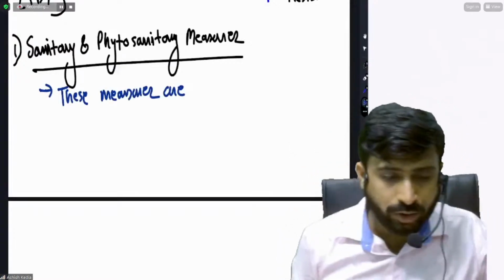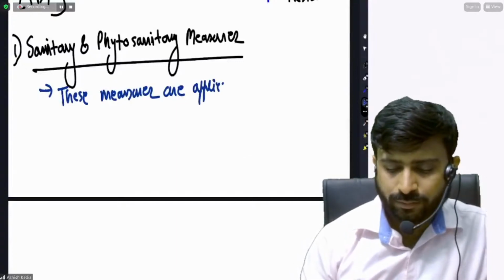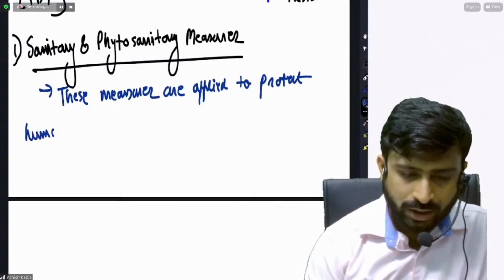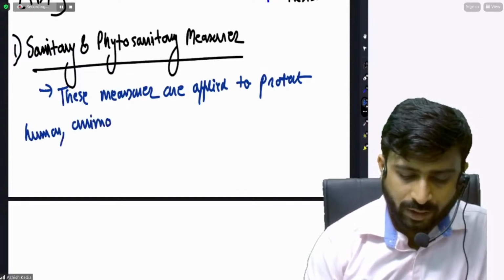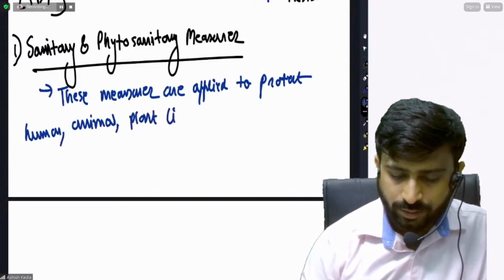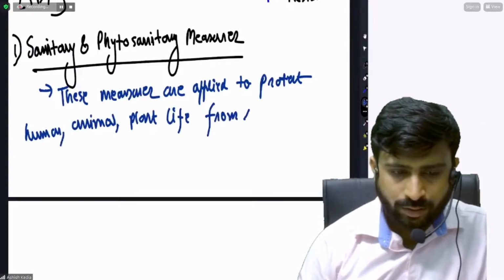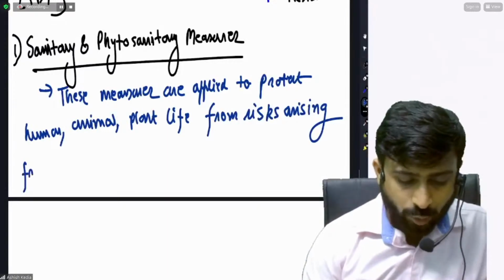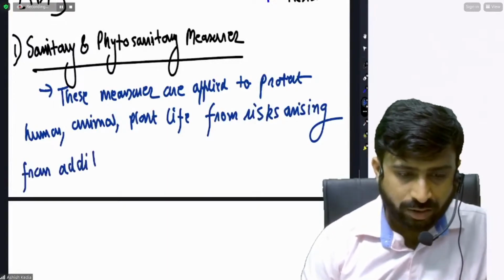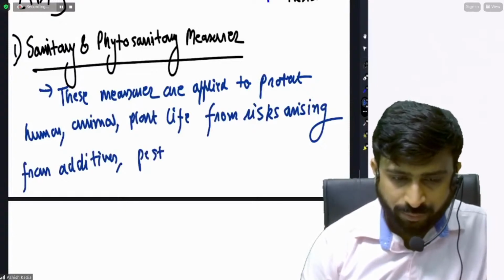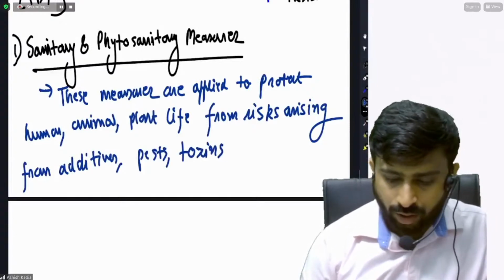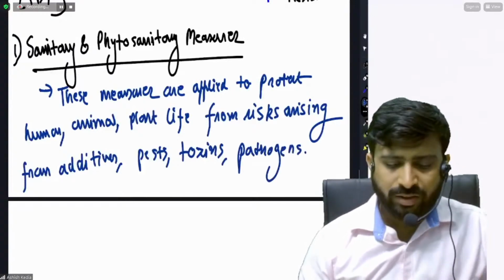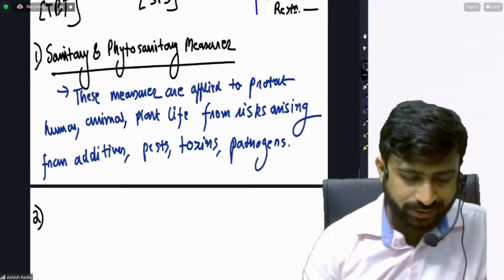These measures are allowed or applied to protect human, animal, plant life from risks arising from, if you add some color or some preservative, from those risks, from risks of additives, from the risk of pests, from the risk of some toxins, or from the risk of some pathogens, that is disease causing organisms. That is, friends, sanitary and phytosanitary measure.